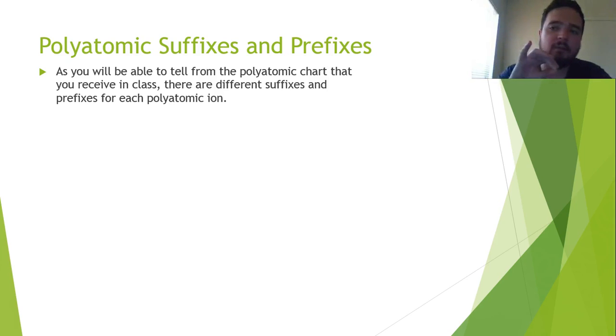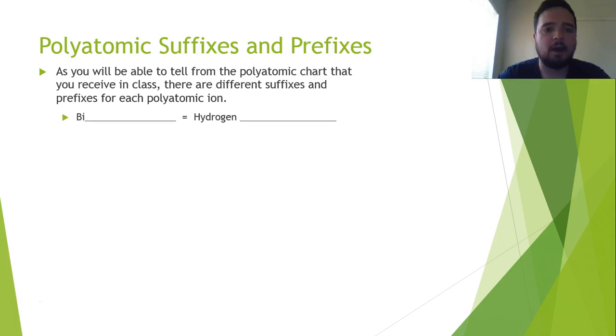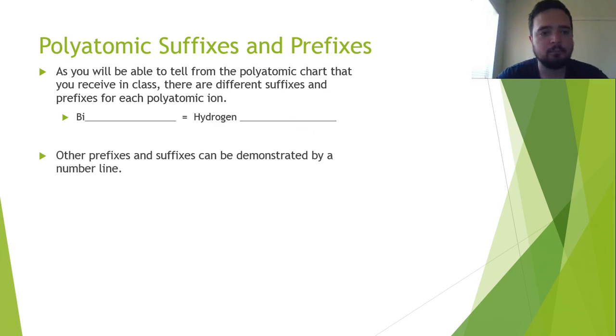So based off the polyatomic chart that I'll give you, you'll see that there are different suffixes and prefixes for each polyatomic ion. What you'll notice is that bicarbonate or binitrate or bisulfate or anything like that, those polyatomics have hydrogens attached to them. So whenever I say bi something, it's actually hydrogen something. So you also hear hydrogen carbonate, hydrogen sulfate, so on and so forth.